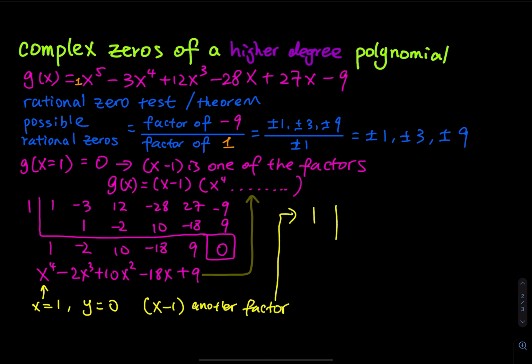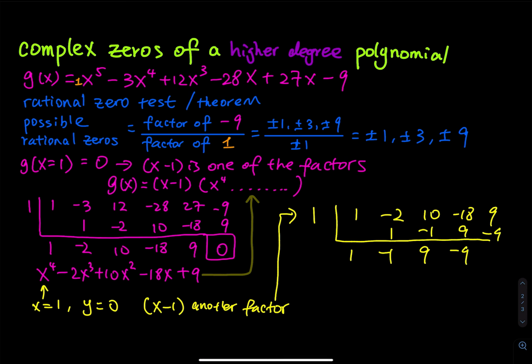And then we keep working right here. So this is a 1, and then the rest, we pull the 1, minus 2, 10, negative 18, and then 9. So that means we will be taking this fourth degree polynomial divided by x minus 1 to find the third degree. Pull the 1 down, 1 times 1, add them. Negative 1 times 1, add them. 1 times 9, and then you add them. Negative 9 times 1, the sum is equal to 0. The remainder is equal to 0.